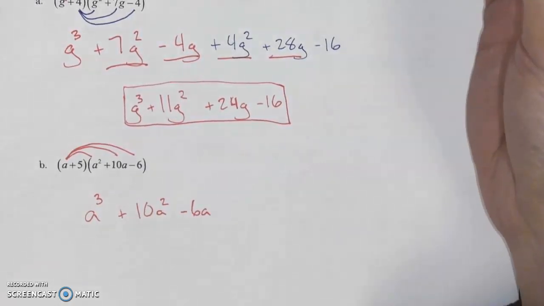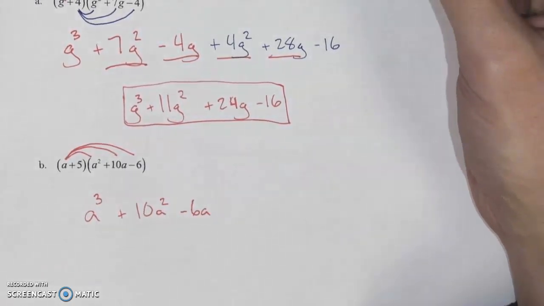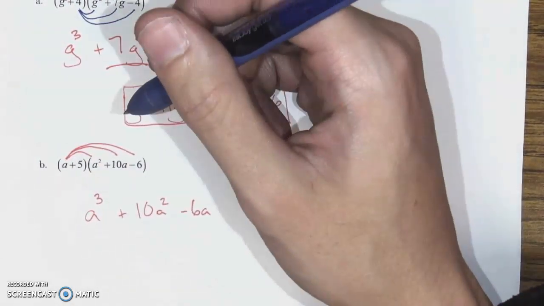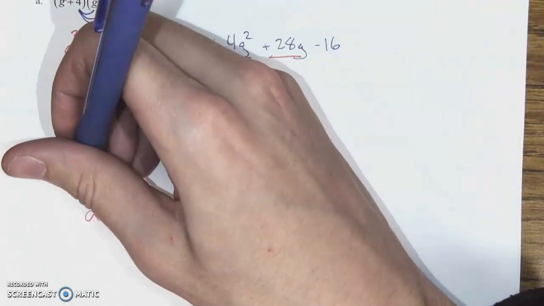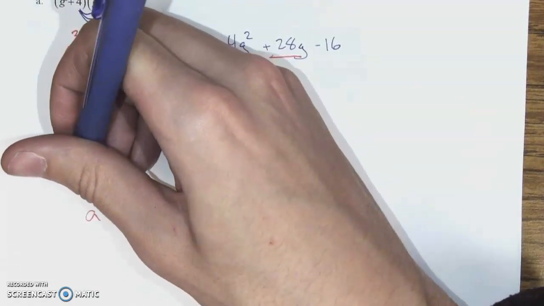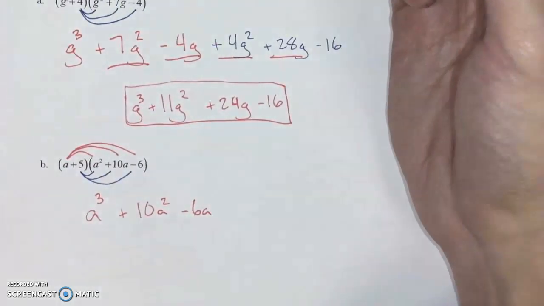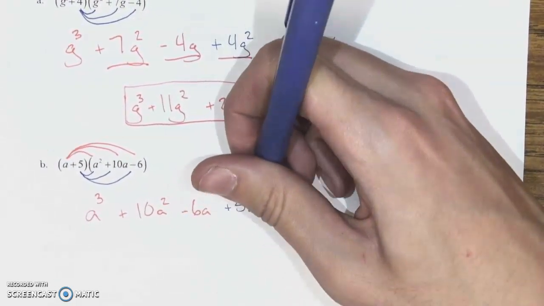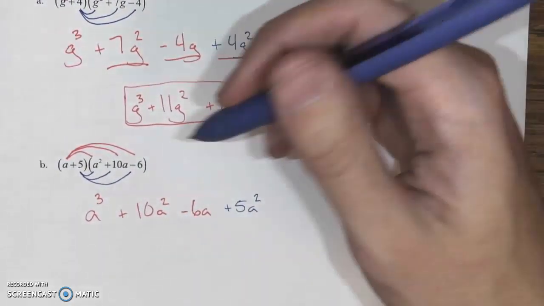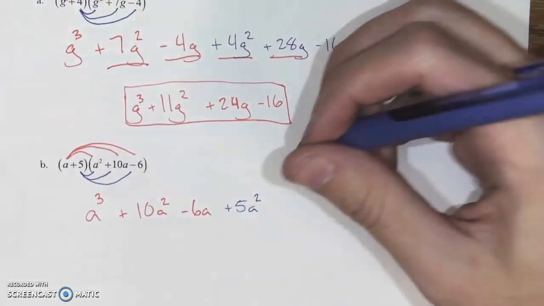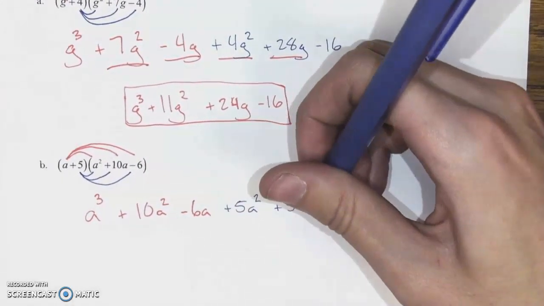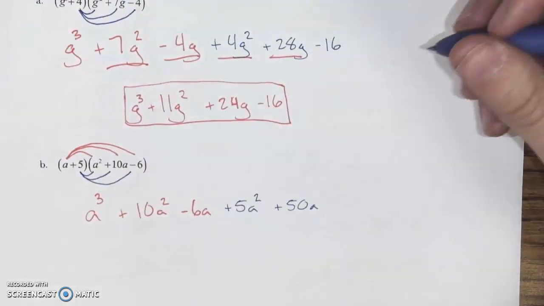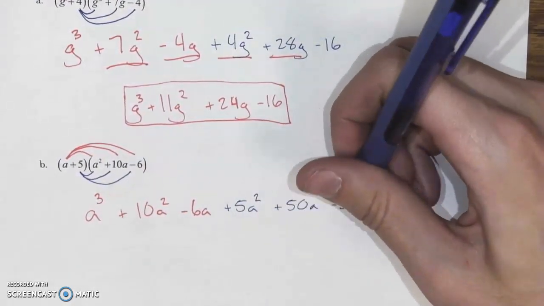Then let's multiply the second term in the binomial with each term in the trinomial. The second term in the first polynomial with every term in the second polynomial. So we'll distribute that 5. We have 5 times a squared gives us a positive 5a squared. 5 times positive 10a gives us 50a. And then we have 5 times negative 6 gives us negative 30.